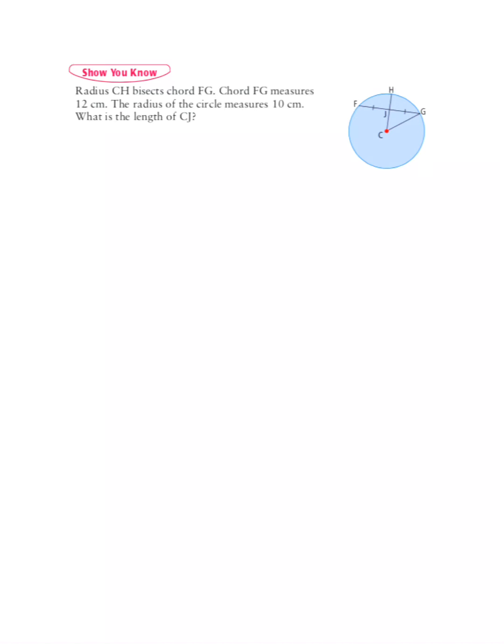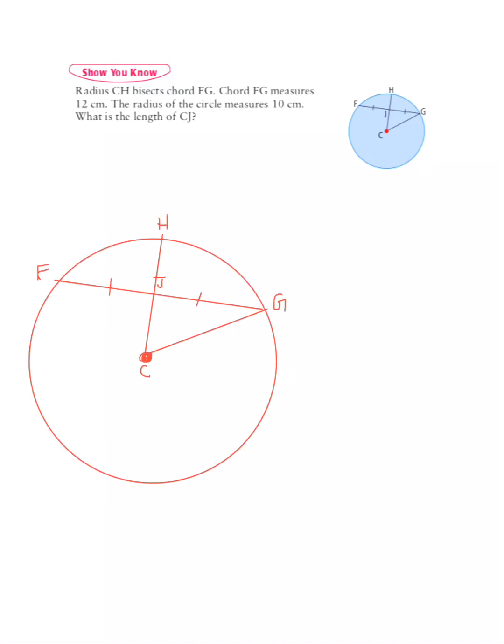Okay, let's try another one. So it says radius CH bisects chord FG. So this is almost the same question. The radius of the circle measures 10 centimeters. What is the length of CJ? So I'm just going to draw it bigger here, 1 second.